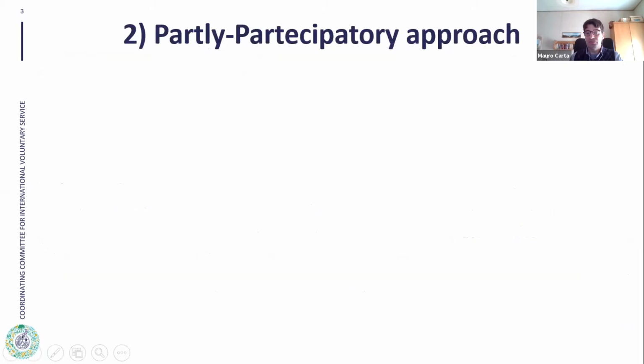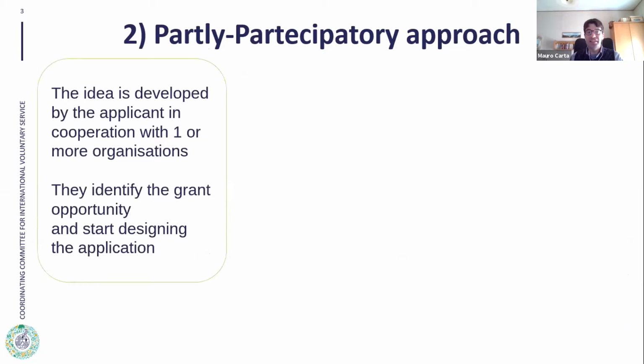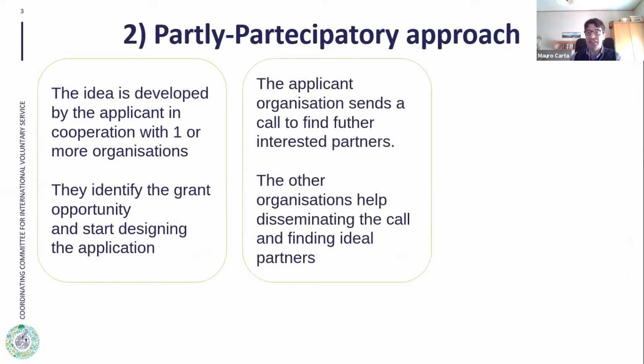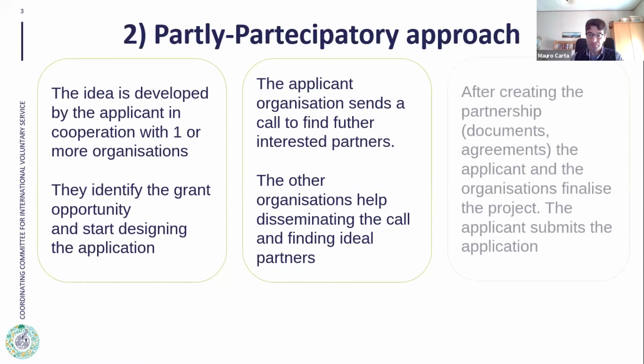Then there is another scenario. There is the partly participatory approach. In this case, the idea is developed not only by an applicant, but in cooperation with other organizations. Can be, let's say, a team of one or more organizations. So they work together from the very beginning. They identify the grant opportunity and start designing the application together, okay? In this case, the applicant organization sends a call to find further partners, and the other organizations can help with other roles, like disseminating the call and finding other partners.